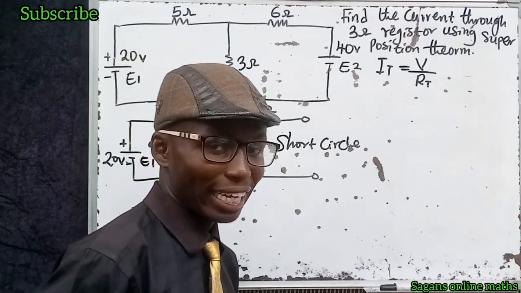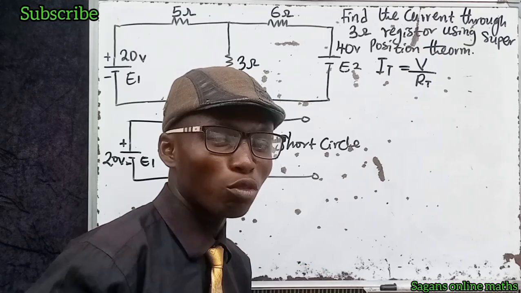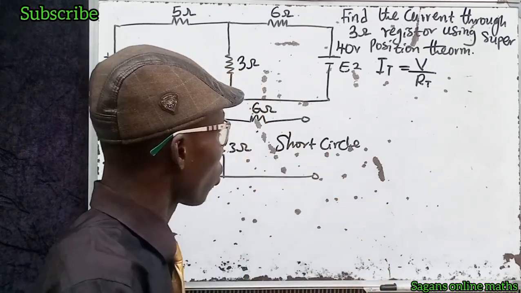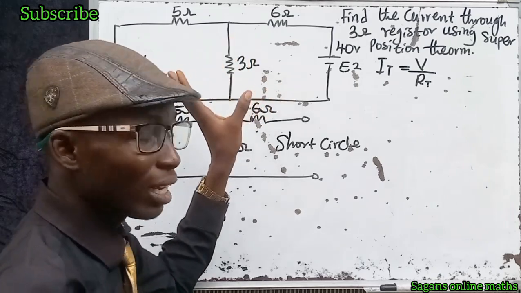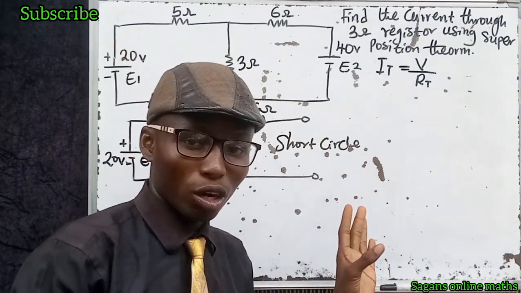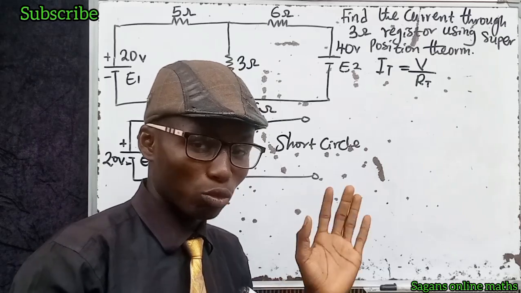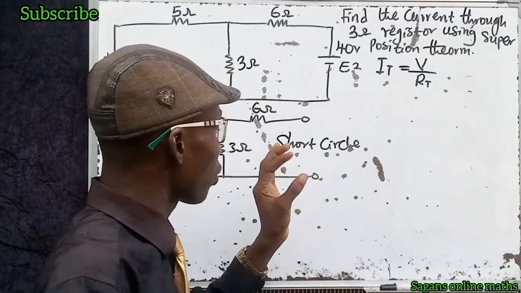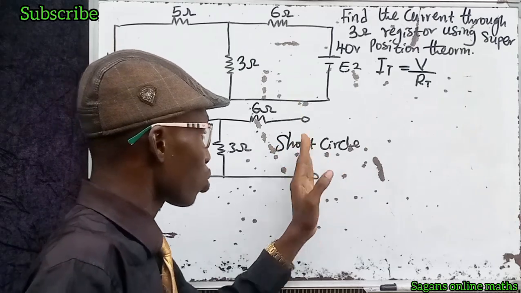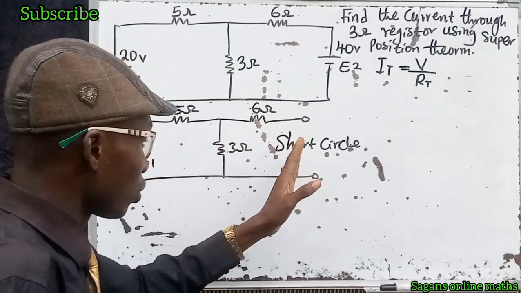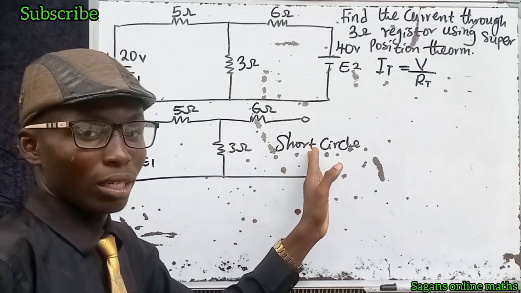Superposition theory. And as I said earlier, don't forget that superposition theory states that in any circuit that contains more than one source, before you can analyze that circuit, you have to evaluate one at a time. Evaluating one at a time simply means making one a short circuit. This short circuit means there's no source here. It's only this source you are seeing that's working in this circuit. You can see the space is empty.